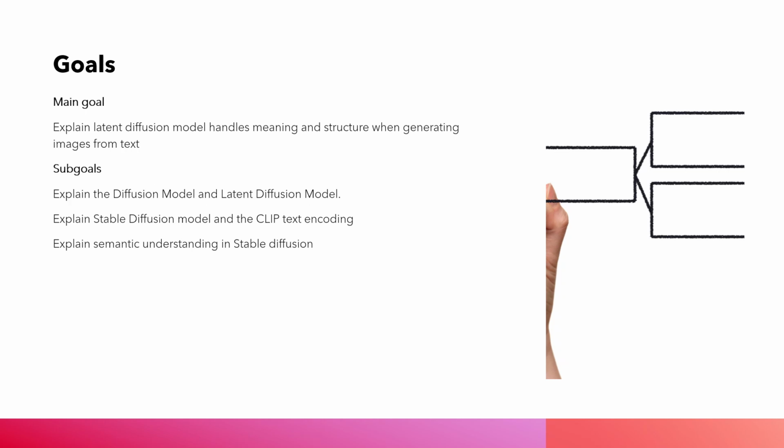At the end of this presentation, I would like you to understand how these latent diffusion models work and how they're able to interpret the human semantics of a text prompt when generating an image. This is achieved by explaining the latent diffusion model and also the stable diffusion model. Last, we'll dive into how stable diffusion handles semantics understanding of a text prompt.